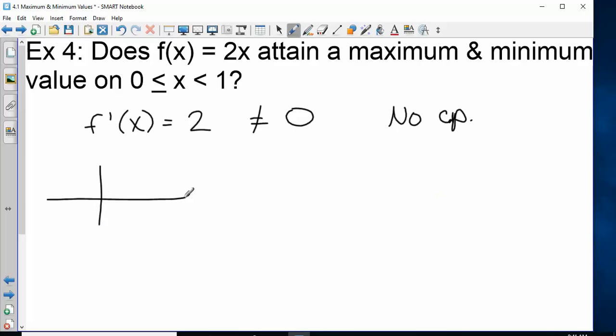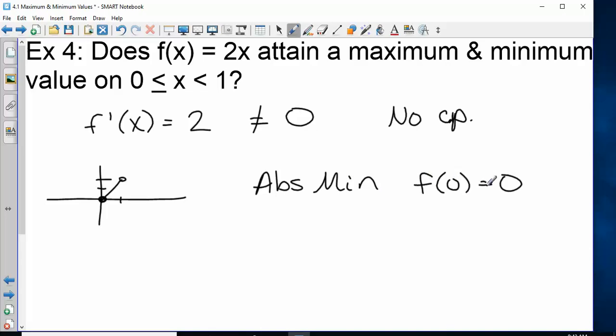Now if you think about what this graph means, if I put in a 0, you get out 0. If x is 1, you get out 2, but 1 didn't have an equal to, so that would be an open circle. So does this graph have both an absolute max and a min? No, just a min. It has an absolute min at f of 0 equals 0. So you have to watch for open circles.